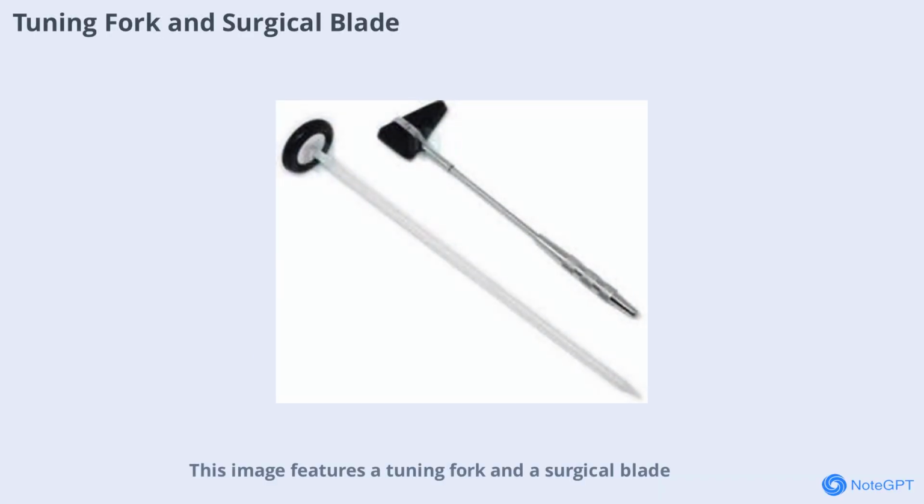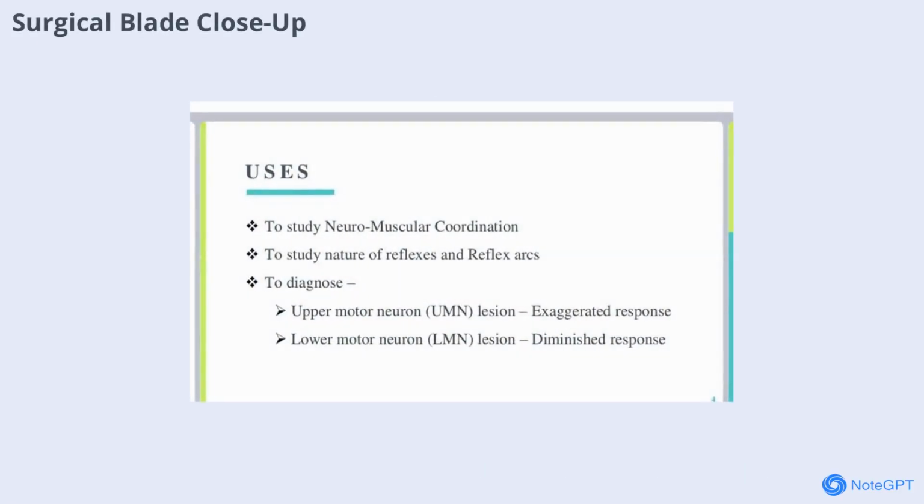This image features a tuning fork and a surgical blade. The tuning fork is used in neurological and hearing assessments, while the surgical blade is a sharp instrument used for making incisions. Both tools are essential in their respective fields, and recognizing their appearance and uses is important for clinical practice. Here's a close-up of the surgical blade.